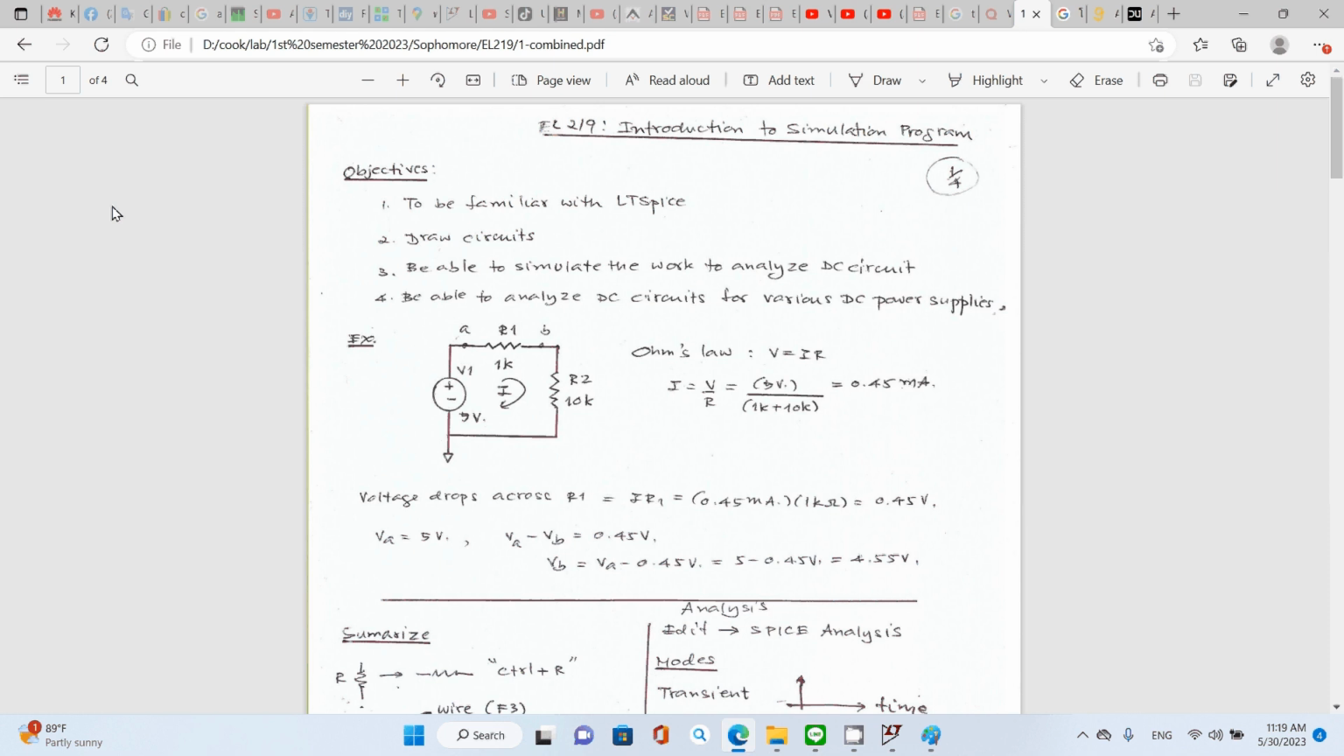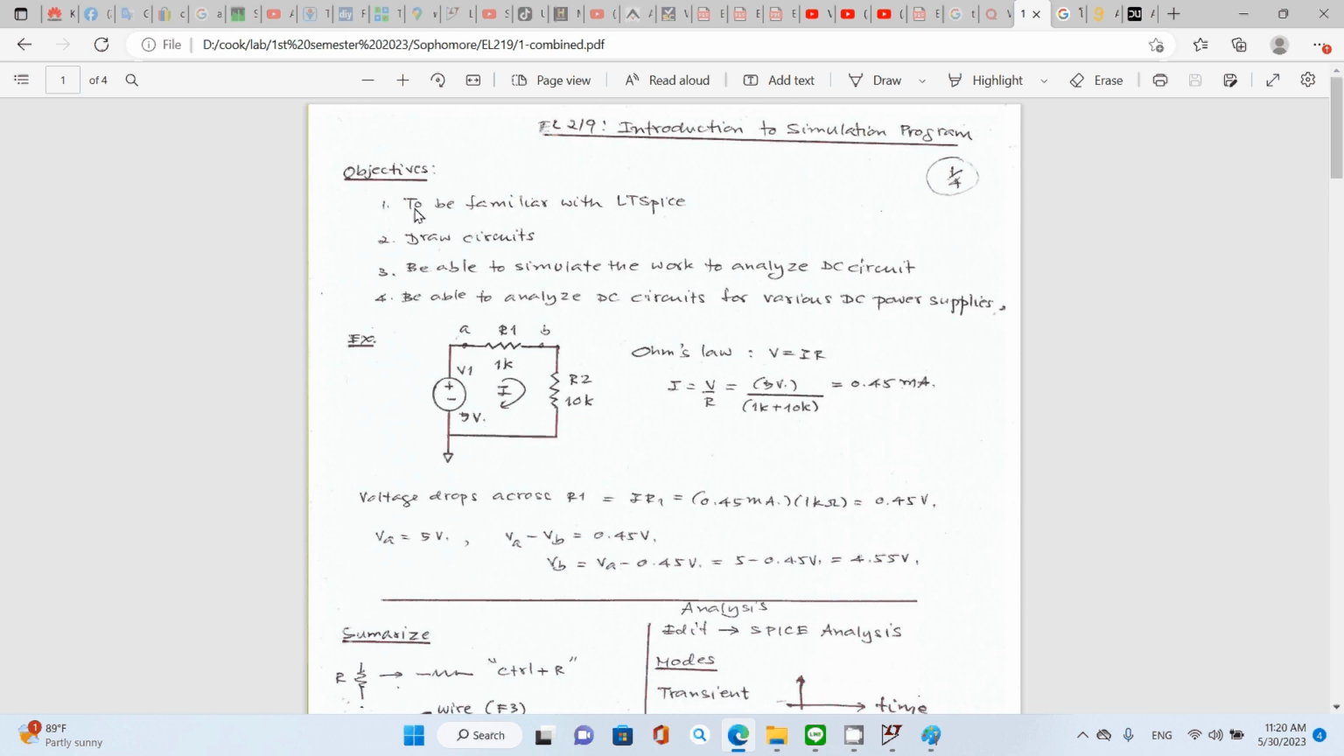Well, for the lab, not only are you going to learn how to use LTspice and become familiar with LTspice, you will also work on some circuits, and in this case it is going to be about our Thevenin equivalent circuit. Let's start with the objectives.